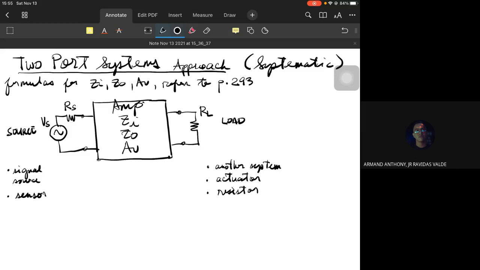So this RL could be a speaker or even an actual resistor, no? A speaker, an antenna, no? If the amplifier will be amplifying an electromagnetic signal, kung sound kay speaker, kung some sort of pulse width modulated signal, pwede motors, yung load, or heating element, or whatever. So it could be modeled using a plain resistor.